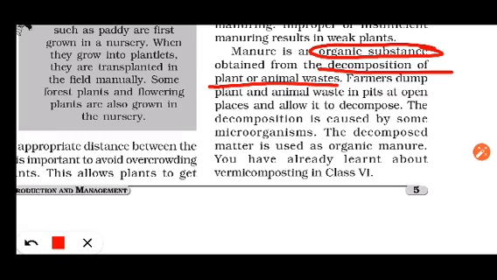Sometimes some worms like earthworms are also mixed with this dead and decaying plant and animal waste to hasten, that is, to speed up, the process of decomposition. That is called vermicompost. So there are two types of manure, compost and vermicompost. You have studied about this in class 6, and in detail you will study about green manure and vermicompost also in class 9th.